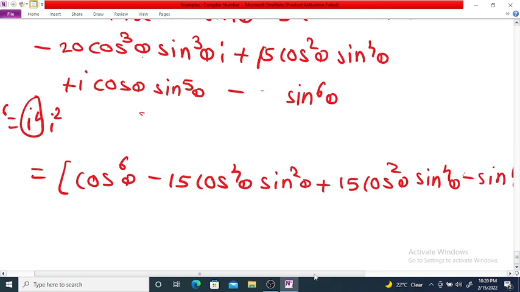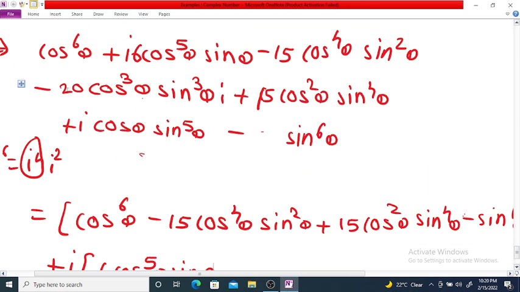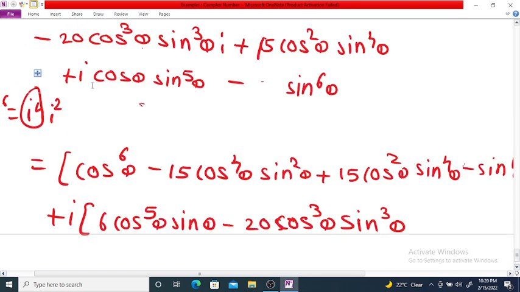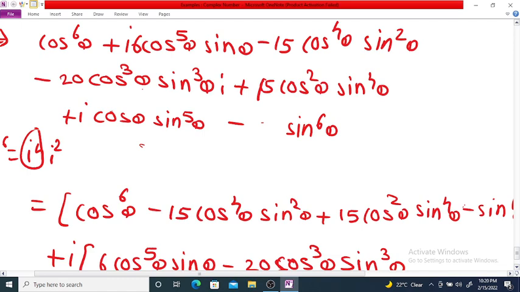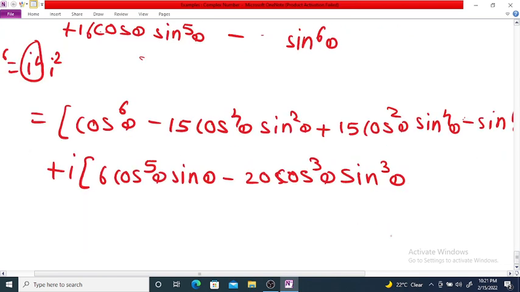And the imaginary part, if we write it, is i times the first imaginary part, 6 cos raised to 5 theta sin theta. Then the next imaginary part is minus 20 times cos cube theta sin cube theta. And the next imaginary part is i times 6 cos theta sin raised to 5 theta, because 6C5 is 6.